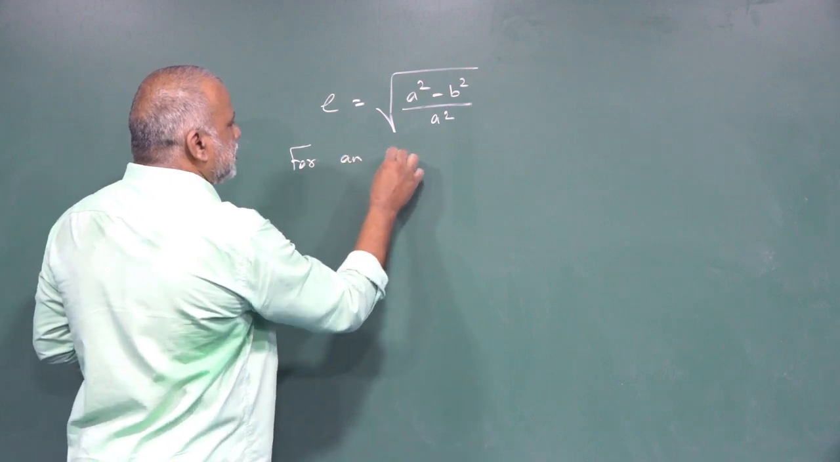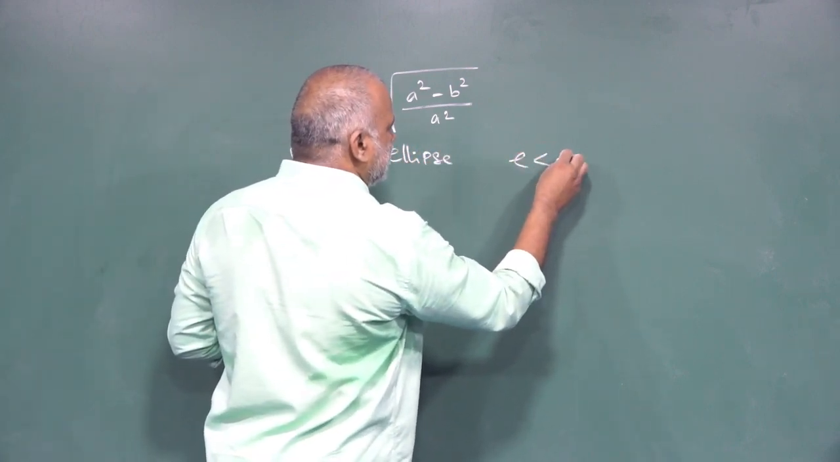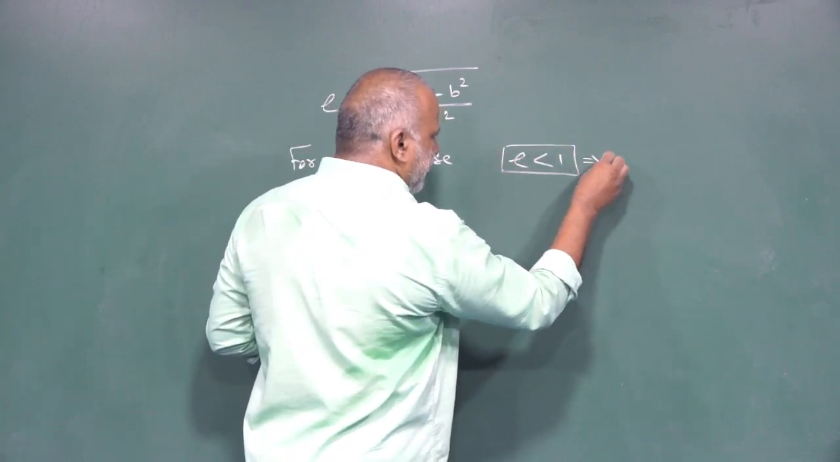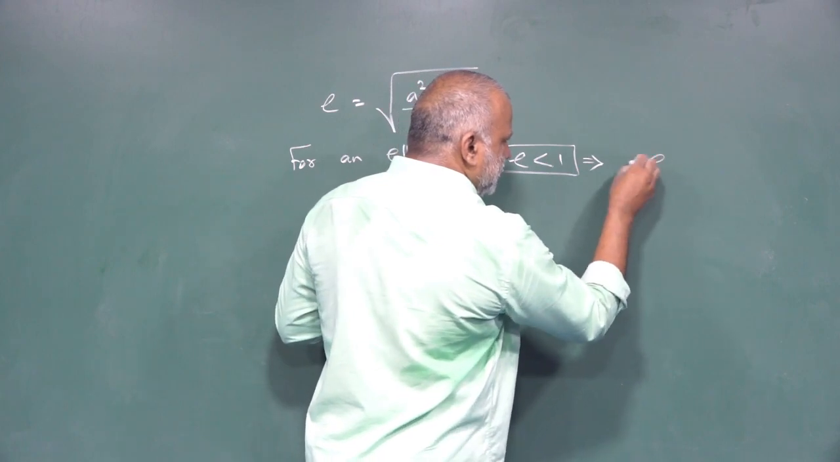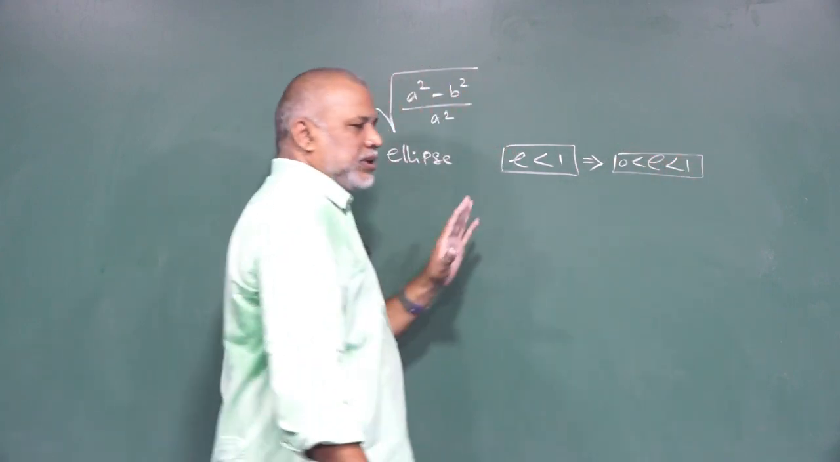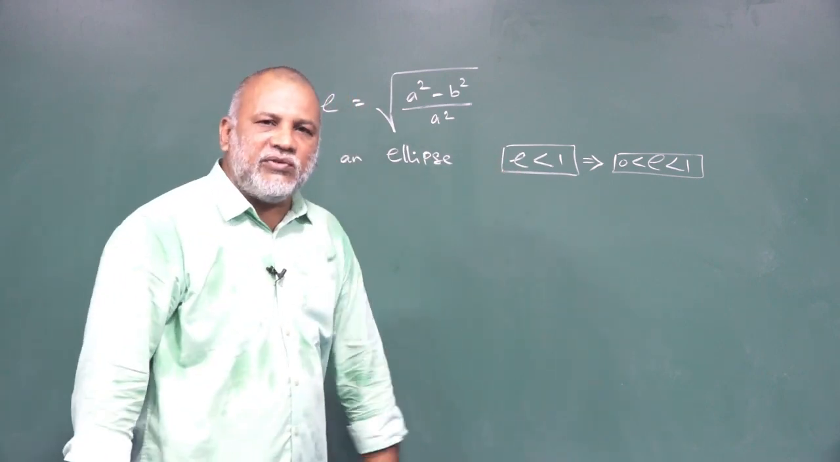For an ellipse, e is less than 1, that means greater than 0 and less than 1. This is very important information: e less than 1 is the eccentricity of an ellipse.